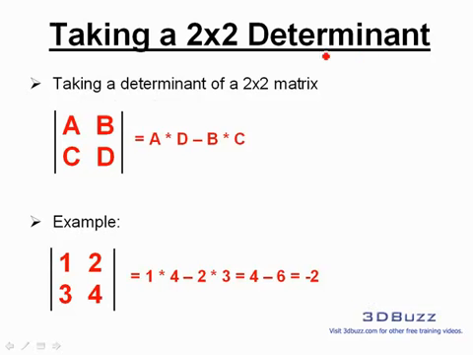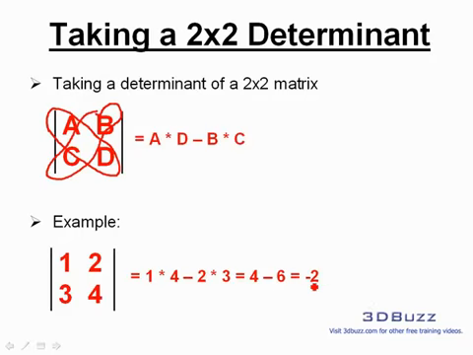So, taking a 2 by 2 determinant. That's really easy. Let's say you had a matrix with 4 values, A, B, C, and D. The determinant is simply A times D diagonally minus B times C diagonally. So in this example here, you go 1 times 4 minus 2 times 3, which is 4 minus 6, which is negative 2. Gotcha. Very simple.